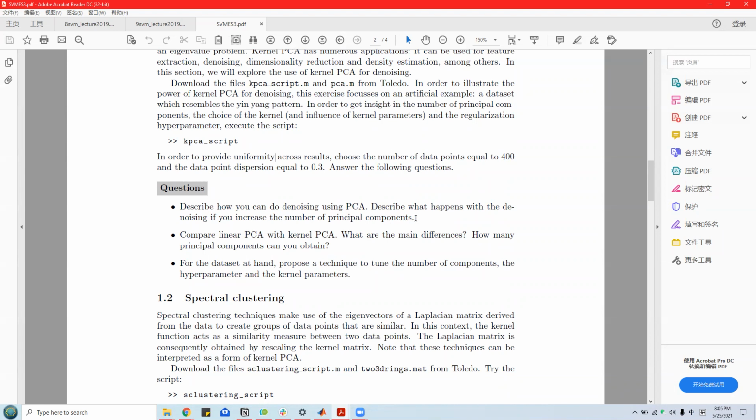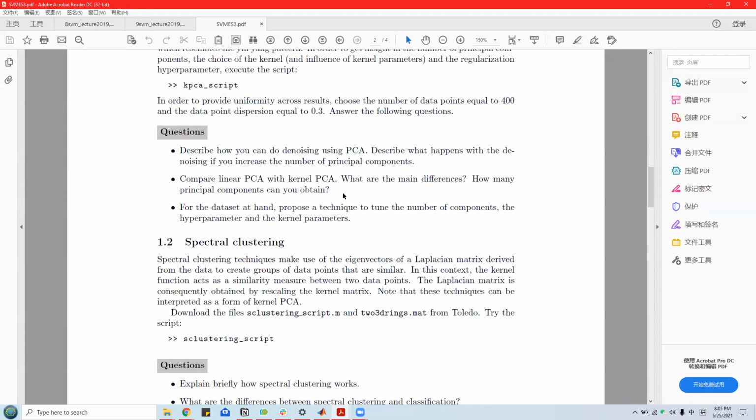There are some parameters you need to choose when running the script. You can change the number of principal components and compare the difference in performance between linear PCA and kernel PCA. In the end, you are asked to provide a strategy or idea for tuning the number of components, the hyperparameters and the kernel parameters.